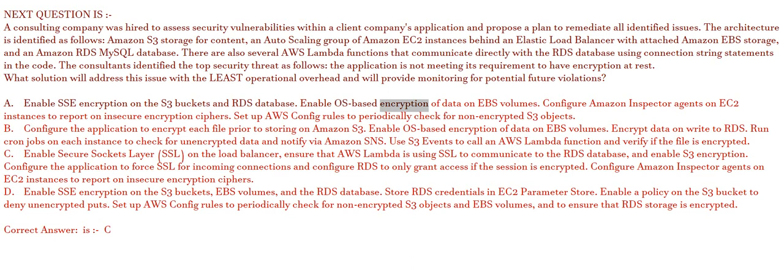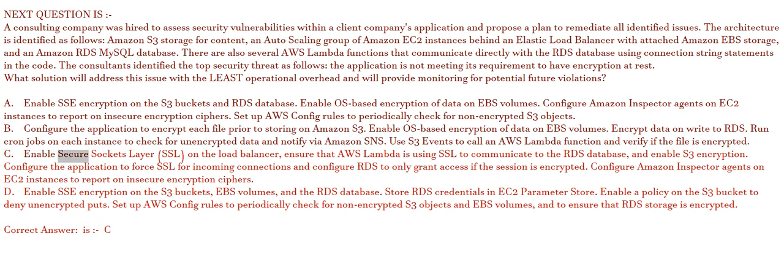Enable OS-based encryption of data on EBS volumes. Configure Amazon Inspector agents on EC2 instances to report on insecure encryption ciphers. Set up AWS Config rules to periodically check for non-encrypted S3 objects. B. Configure the application to encrypt each file prior to storing on Amazon S3. Enable OS-based encryption of data on EBS volumes. Encrypt data on write to RDS. Run cron jobs on each instance to check for unencrypted data and notify via Amazon SNS. Use S3 events to call an AWS Lambda function and verify if the file is encrypted.